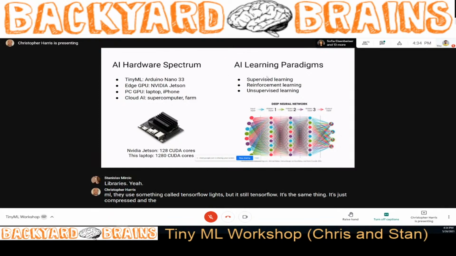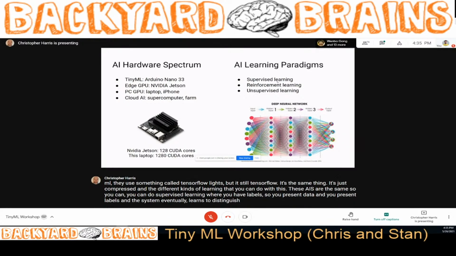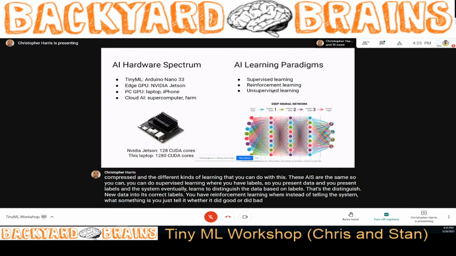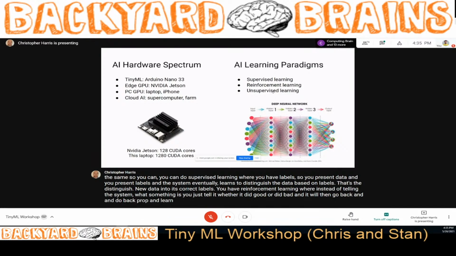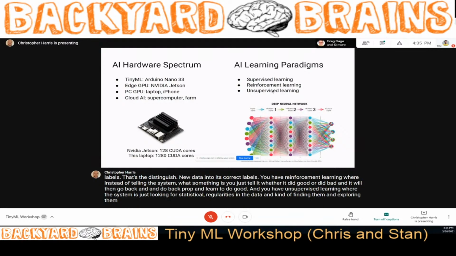And the different kinds of learning that you can do with these AIs are the same. You can do supervised learning, where you have labels. You present data and you present labels, and the system eventually learns to distinguish new data into its correct labels. You have reinforcement learning, where instead of telling the system what something is, you just tell it whether it did good or did bad, and it will then go back and do backprop and learn to do good. And you have unsupervised learning, where the system is just looking for statistical regularities in the data and finding and exploring them without labels.